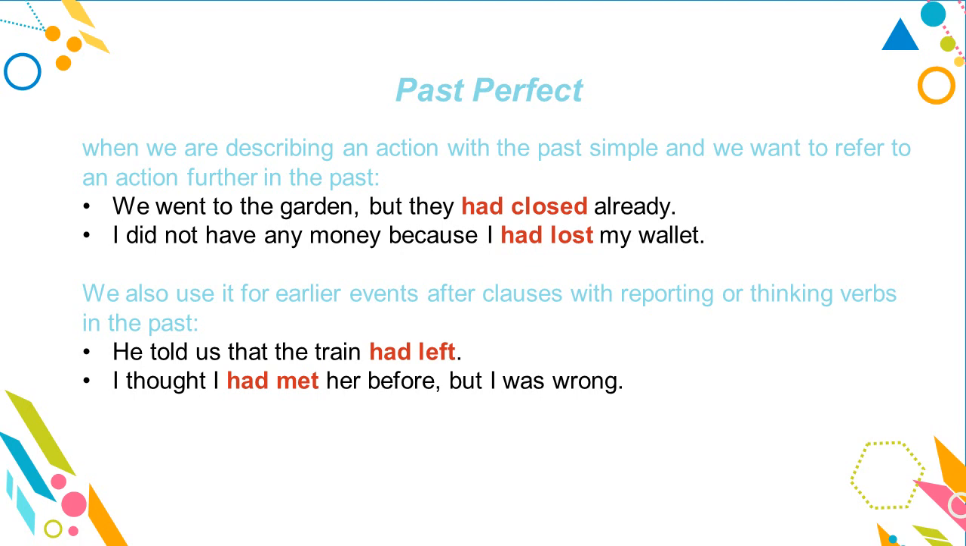We can also use the past perfect for earlier events after clauses with reporting or thinking verbs in the past. For example, he told us that the train had left. Another example would be, I thought I had met her before, but I was wrong.